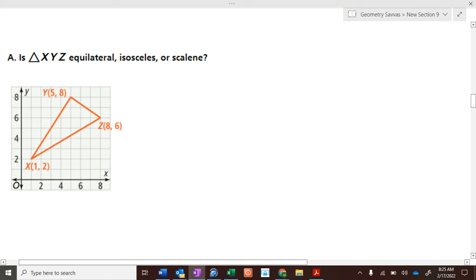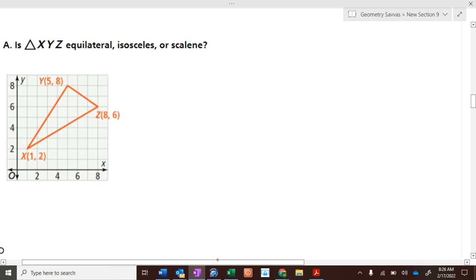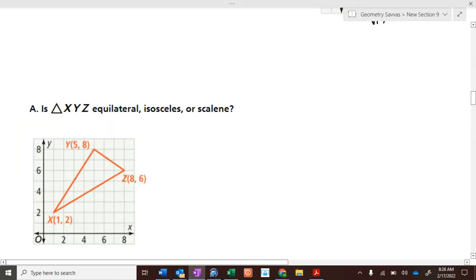Now, do we even have to find the length of this side? We can tell that that's not going to be the same as the others. Is this one the same as this one? That's a big question. So let's see. From 1 to 5 is 4. From 2 to 8 is 6. What's 4 squared plus 6 squared? 4 squared plus 6 squared is 52. The square root of 52 is 7 point what?